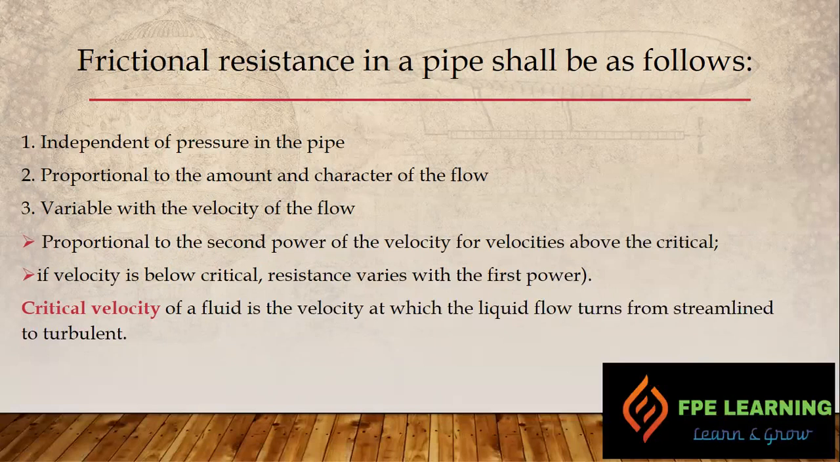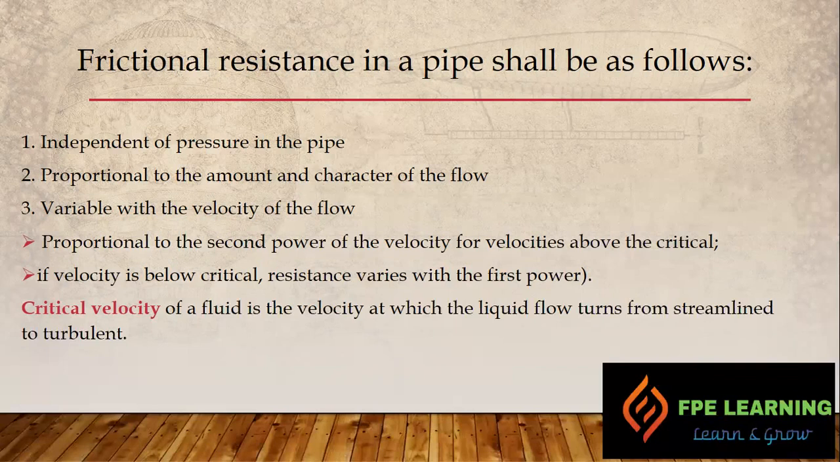The last one, frictional resistance depends on the velocity. Now, under the velocity, it depends on whether it is above or below the critical velocity. If it is above the critical velocity, frictional loss is proportional to the second power of the velocity. And if it is below the critical velocity, frictional loss depends on the first power of the velocity. So what is critical velocity? The next question.